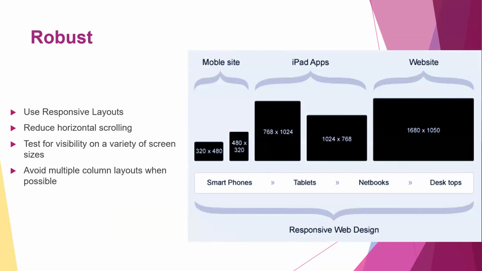So, for example, we have all types of different screen sizes now. People will look at a website or operate a website. And so that can be just a technical behind the scene change that may not change the appearance. People should be able to also choose the AT that they interact with on a website. So here's some examples of what makes a website more robust. Use responsive layouts, reduce horizontal scrolling, test for visibility on the variety of the screen sizes, and avoid using multiple column layouts when possible.